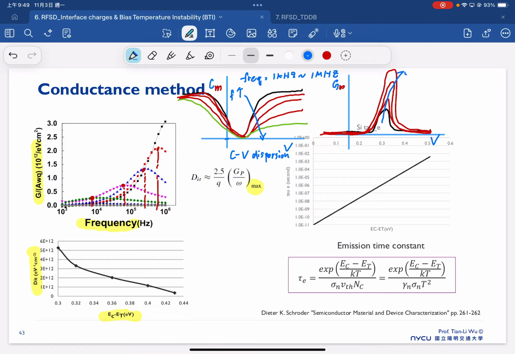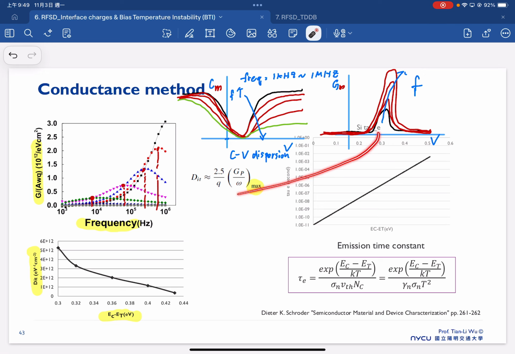So that's the frequency increase. At a higher frequency, we see a higher conductance. And if you look at this formula, the higher conductance means the higher interface state density. But next, how do we convert this one to this one? Now you have to understand that this is Gm versus V at the consideration of a frequency.